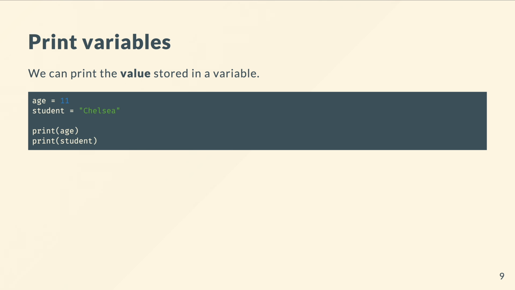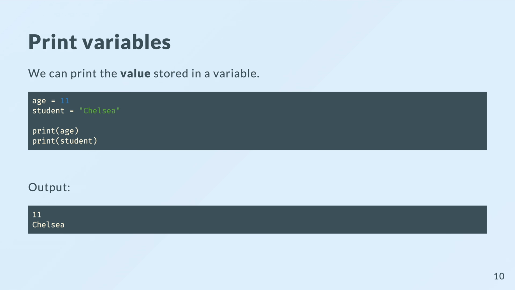We can also print variables. Printing a variable shows the value stored inside it. Age stores 11, and student stores Chelsea. So print age shows 11, and print student shows Chelsea. This is the output. 11. Chelsea. We printed the values inside the variables. Each value is on its own line.